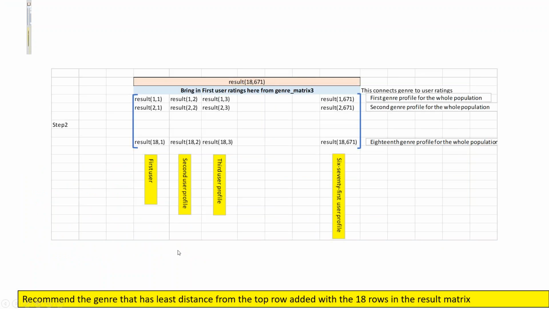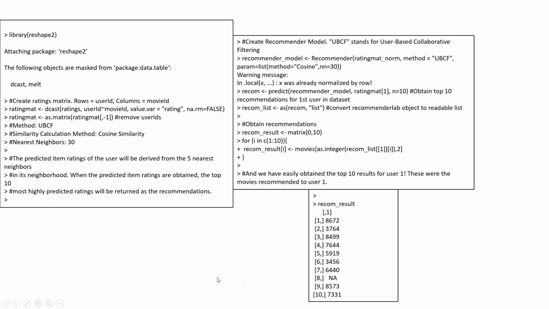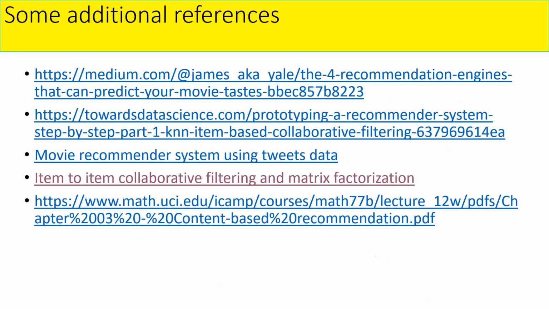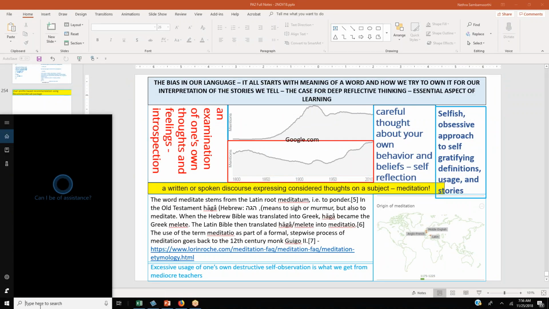Okay, let's do calculations, and then we'll come to appreciate all these ideas. Recommend the genre that has the least distance from the top row among the 18 rows in the result matrix. So I'm going to go back to R and start showing you that result. Let me go to R.